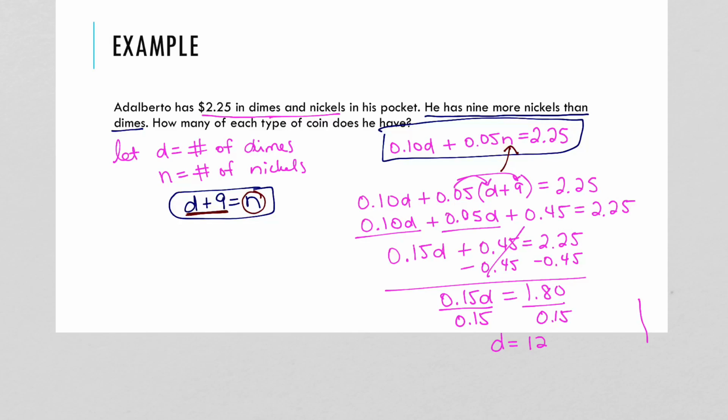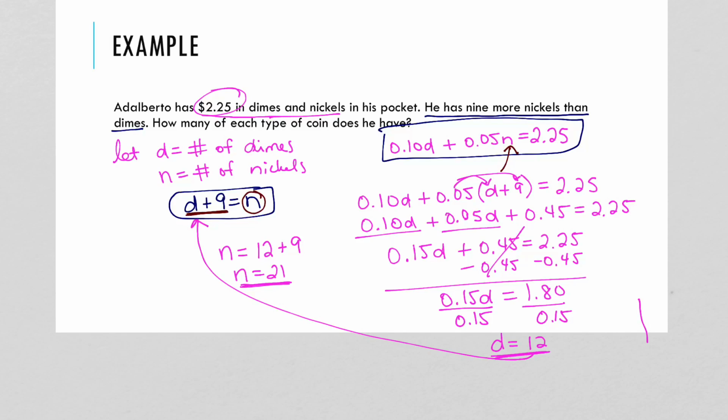Okay, so now how do I find the number of nickels? Well, I can take this D and I can put it right there to solve for my number of nickels. N is equal to 12 plus 9, so N is equal to 21. Now what you want to do is make sure that 21 nickels and 12 dimes adds up to be 225.